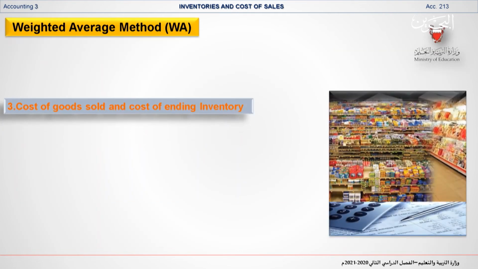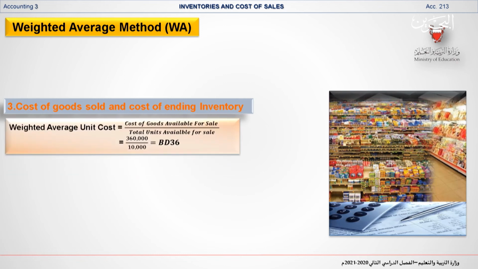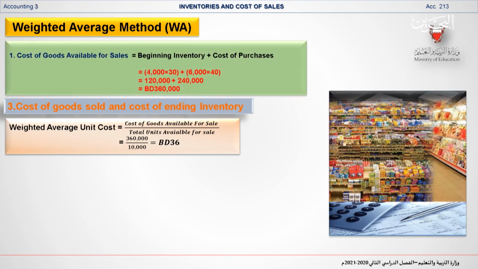In requirement number 3, you have to calculate the cost of goods sold and cost of ending inventory. First, you need to calculate the weighted average unit cost. You have to apply this formula: cost of goods available for sale, which we calculated in requirement 1, divided by total units available for sale. That is 360,000 divided by 10,000, and the weighted average unit cost is 36 BD.